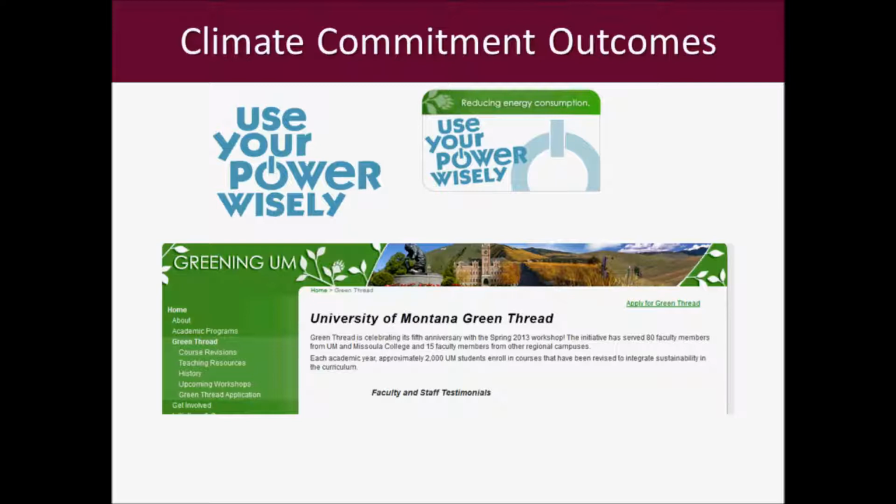They also provide teaching resources, and they advertise. They have a nice little website here that advertises their impact. All right, and right now they're currently at around 2,000 students every year on an annual basis who will enroll in a course that has been through the Green Thread process. So there's a sustainability focus on these 2,000 students at the University of Montana.